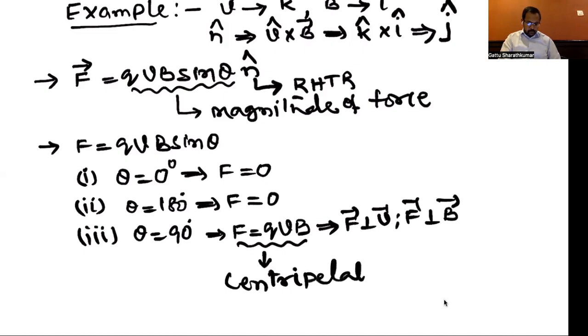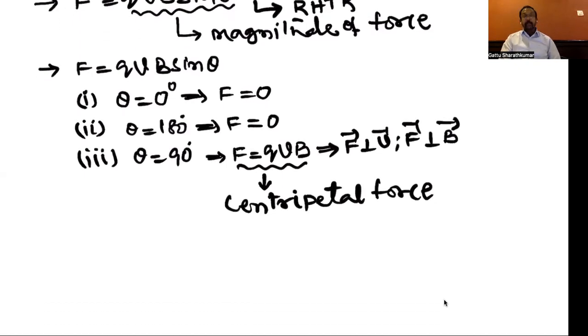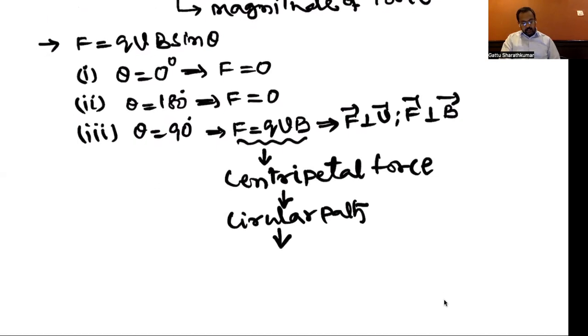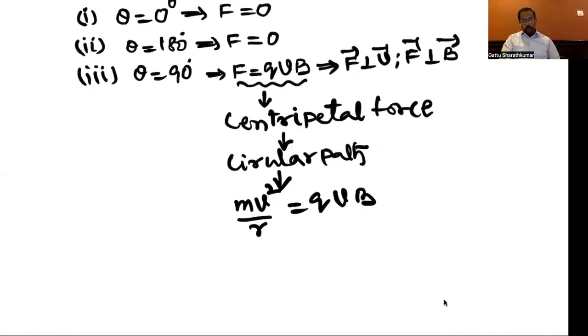Centripetal force. As the force is perpendicular to velocity, you can take it as centripetal force, because of which the particle moves on a circular path. Let me say the radius of that circle is R. Then you can write mv squared by R is equal to QvB. From this, I can write R is equal to mv by QB.